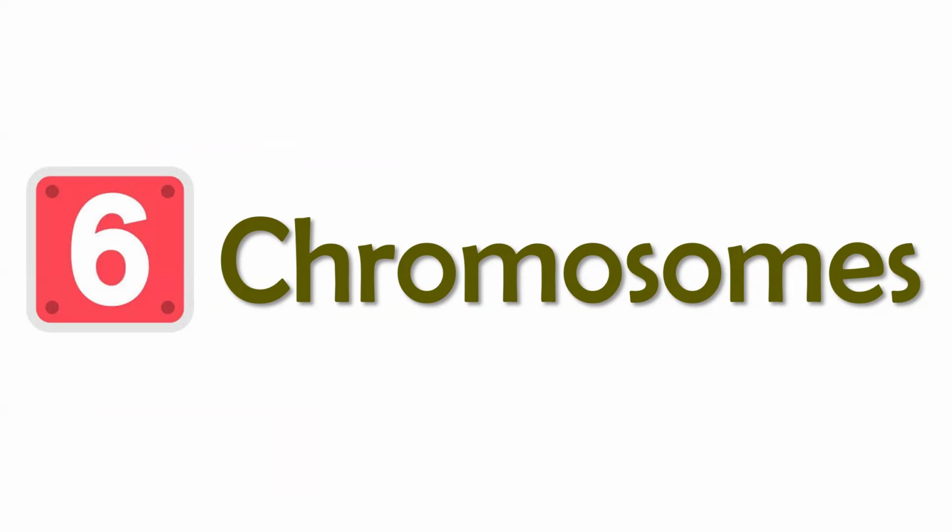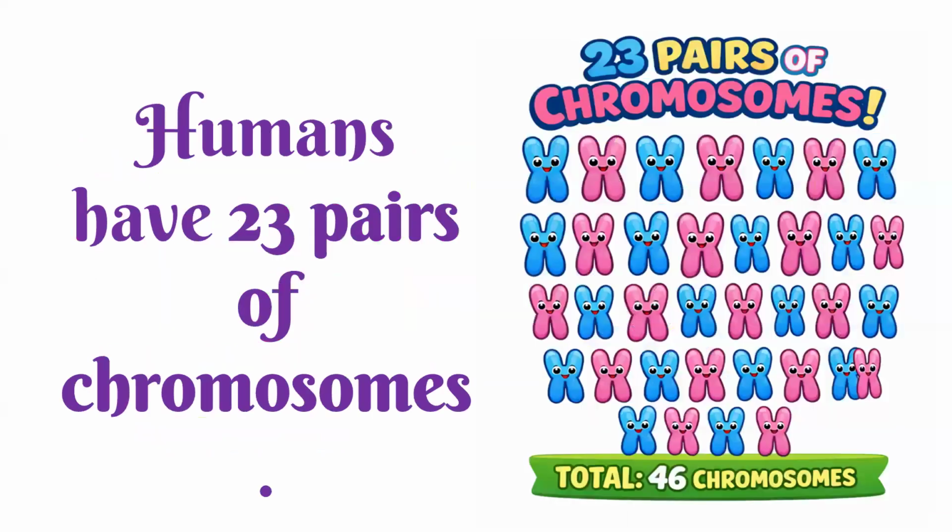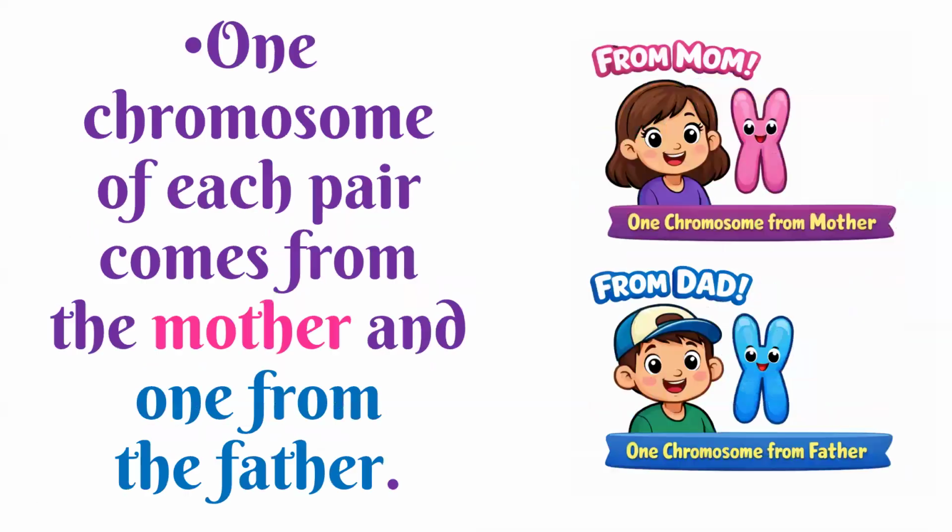Next is chromosome. Chromosomes are thread-like structures present in the nucleus. Like this, the thread-like structure present in the nucleus is called a chromosome. Humans have 23 pairs of chromosomes, so a total of 46 chromosomes, arranged in 23 pairs.